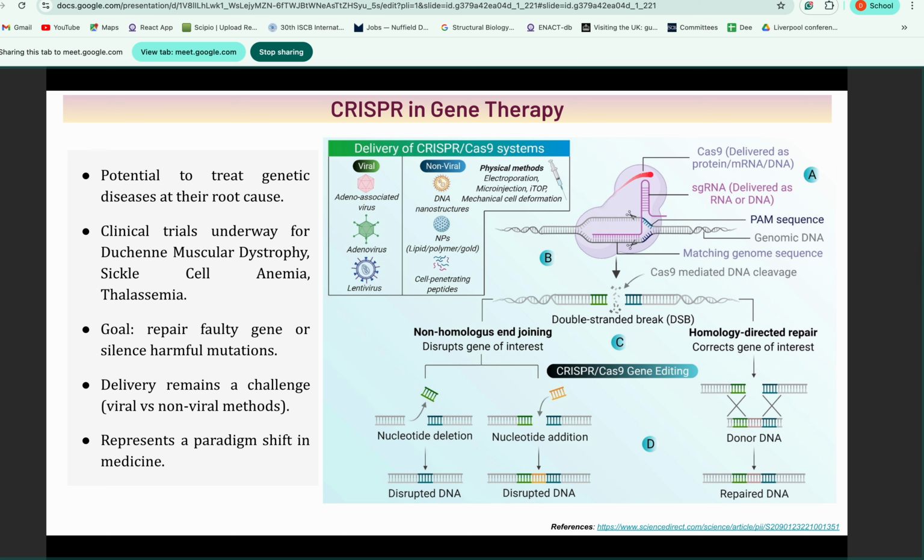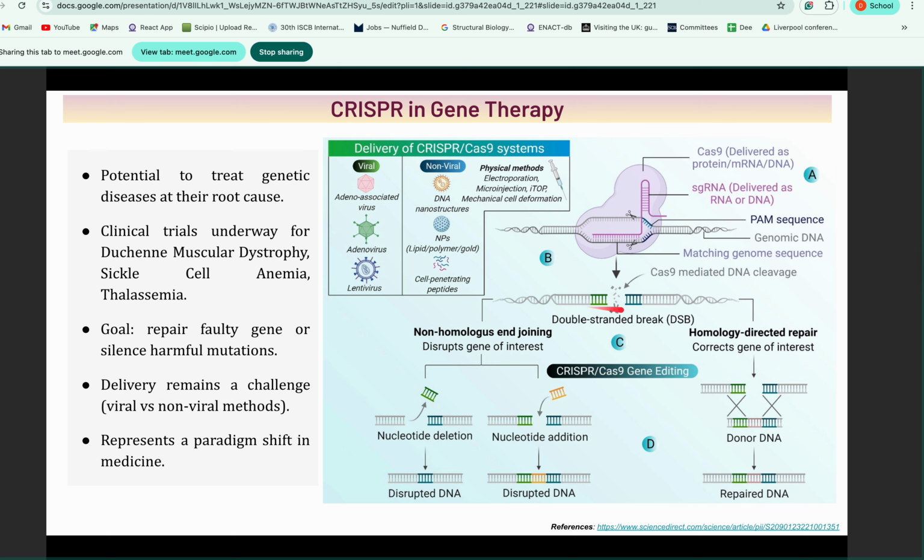Now this shows you how the Cas9 complex is present. This is my target DNA, and the PAM sequence is present in the target DNA. This is the single guide RNA, and in the single guide RNA we have the component which is the CRISPR RNA, which is complementary to my genomic DNA, or you can say target DNA. Now, matching the genomic sequence, Cas9 will cleave the sequence downstream of the PAM sequence.